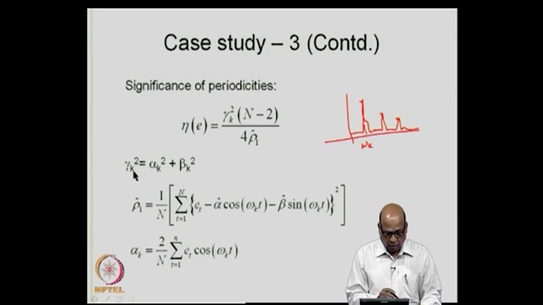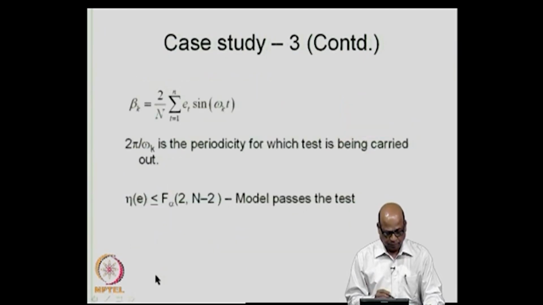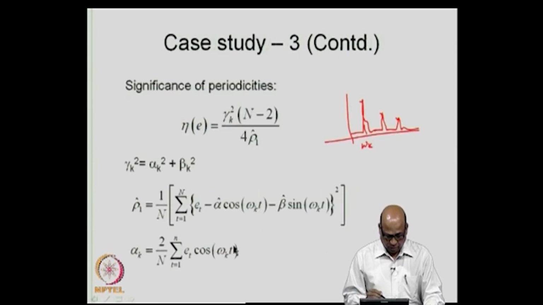So, this is for that particular k. You can calculate gamma k, where alpha k is given by this and beta k is given by this. Omega k is known, and e t is the residual series. t is equal to 1 to n, and n is in this particular case 240, and alpha k and beta k are obtained from here. So, this is alpha k corresponding to that particular k, and similarly this is beta k. Remember here t is the time period. So, this is going from 1 to n, and the small n and capital N are the same n, in this case 240. So, you can get gamma k square.